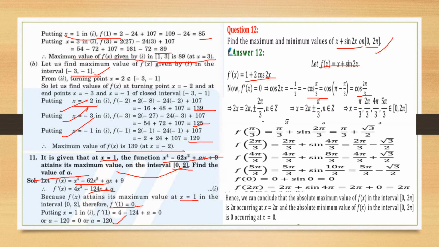So we know the formula: if cos theta is equal to cos alpha, then theta is equal to 2n pi plus or minus alpha, where n belongs to Z.